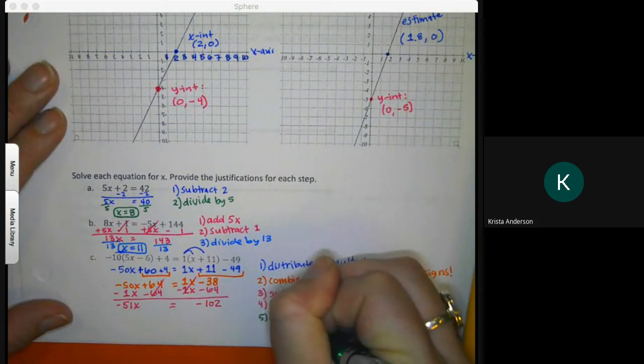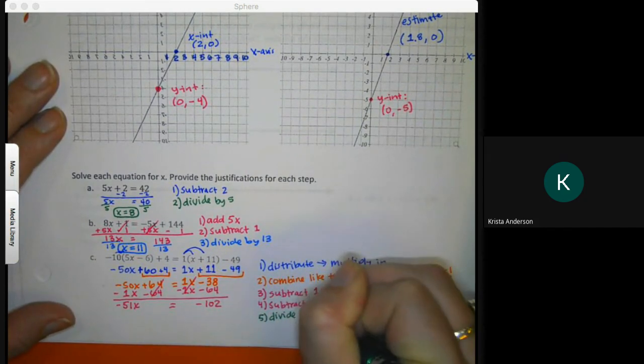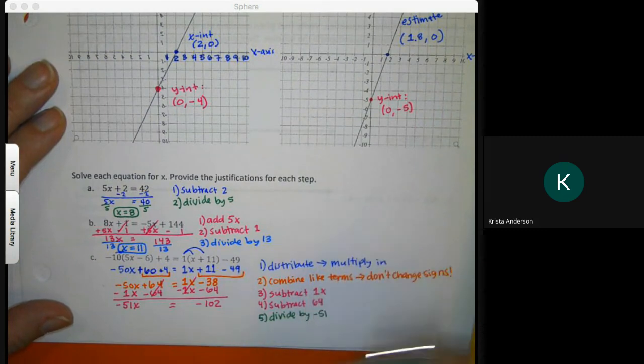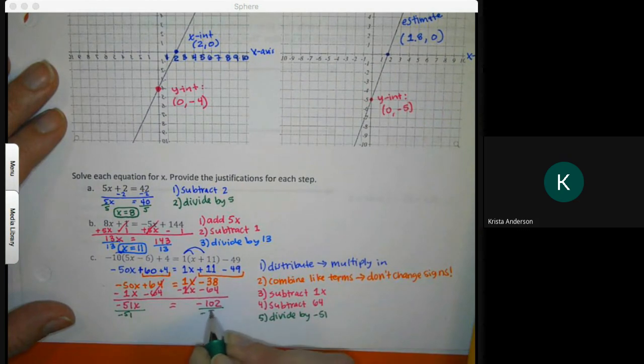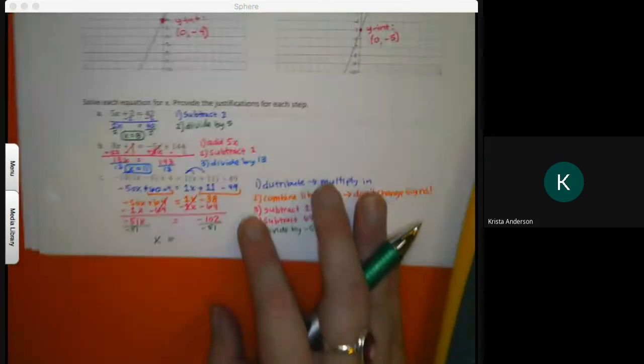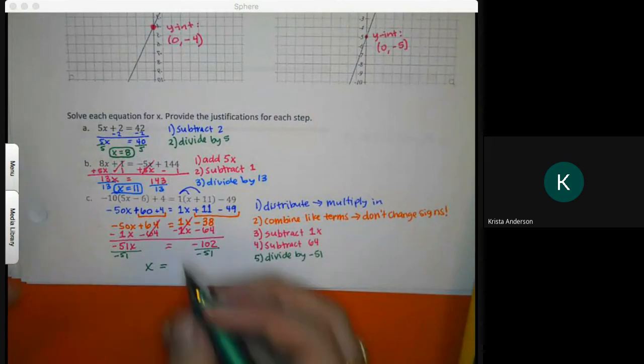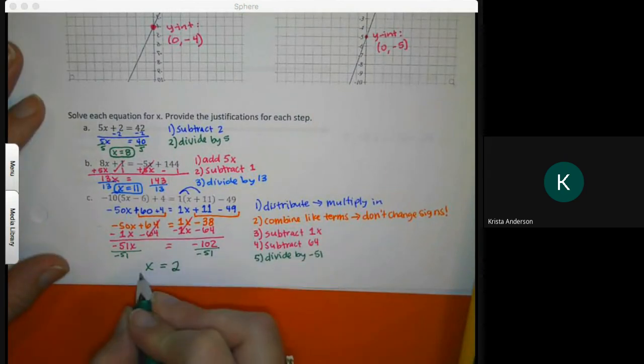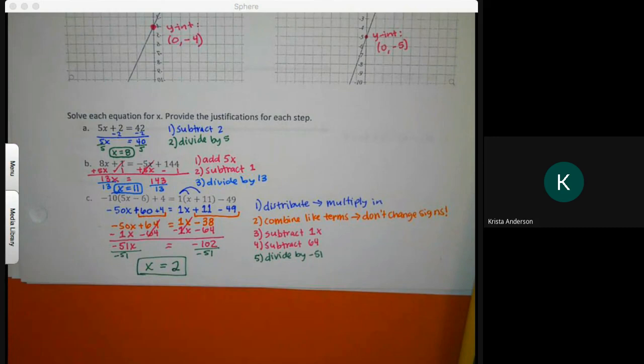Then I divide by negative 51. Does anybody know what that equals when I divide a negative by negative? It's a positive 2. Good job. Those are the beasts. Those are the problems that are the hardest because they have distributing and they have numbers at the end that you have to combine.